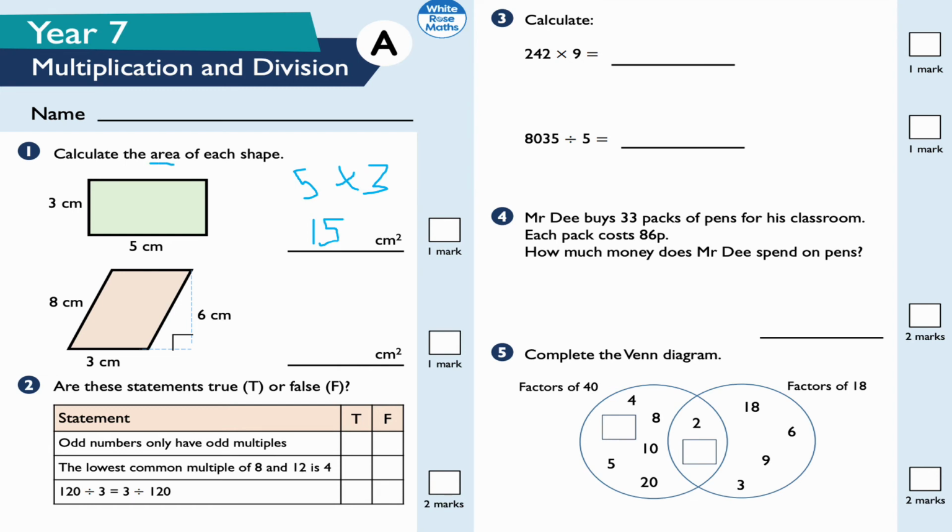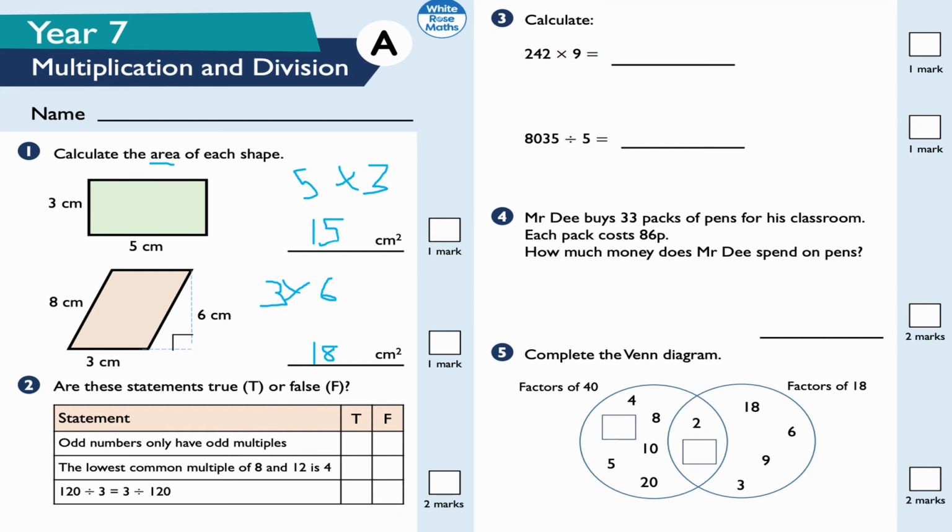So area is always unit squared. Okay, this one's what I call a parallelogram actually. So it's going to be the length times the perpendicular height. It's going to be 3 times 6, and 3 times 6 is equal to 18. Okay, so it's 18 centimetres squared. Okay, this is question number 2, guys.